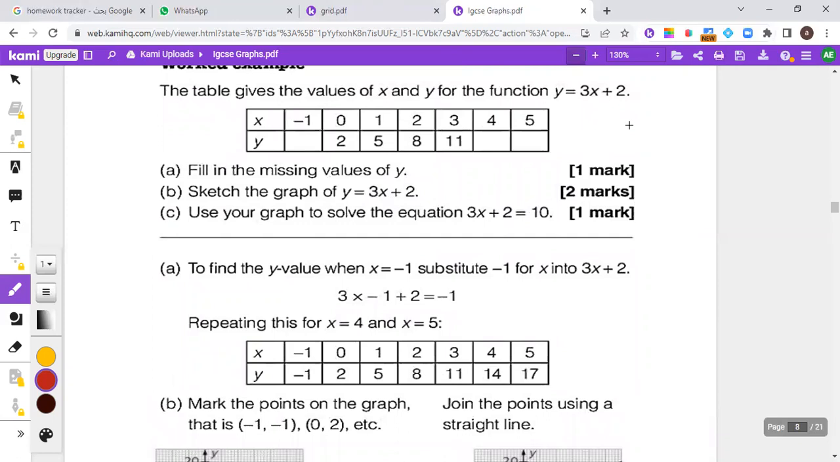Okay, guys? Wahiba, can you read the table?